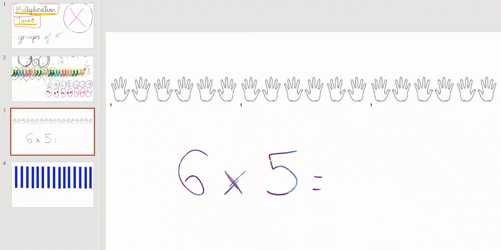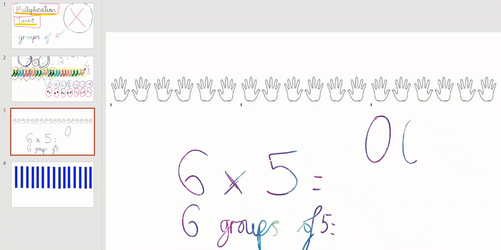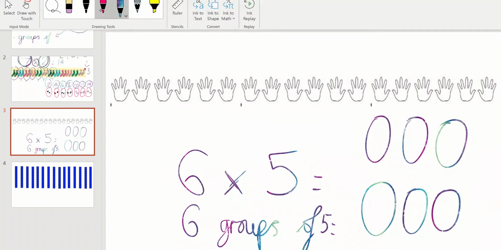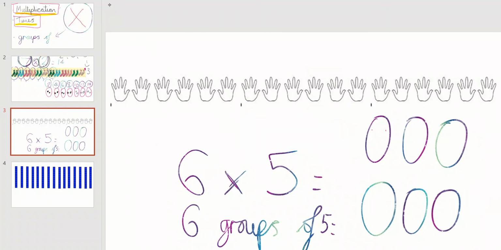6 times 5, I know that means 6 groups of 5. If I was drawing something out, I know I've got 6 groups. And I know I need 5 objects in each. Do it a bit clearer. 1, 2, 3, 4, 5. 1, 2, 3, 4, 5. 1, 2, 3, 4, 5. 1, 2, 3, 4, 5. 1, 2, 3, 4, 5.